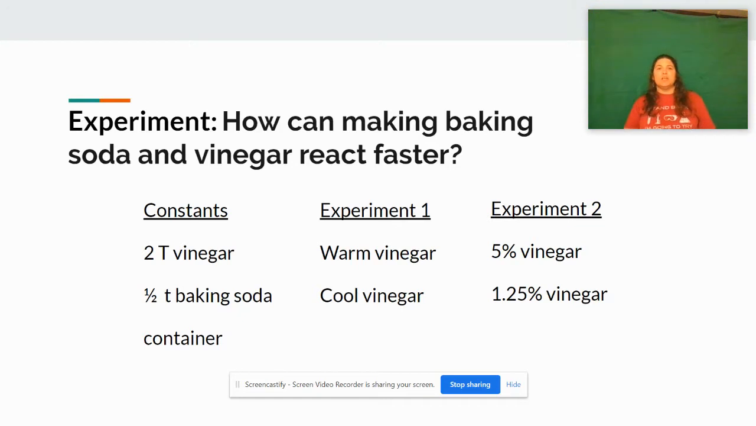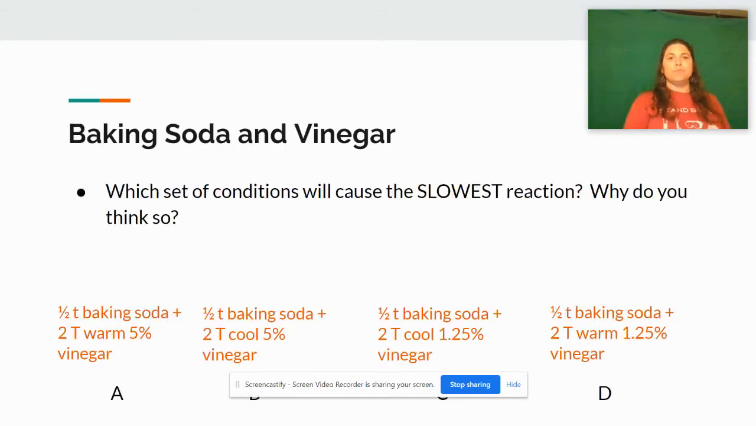5% vinegar is what comes out of the bottle just straight away. And then for 1.25% vinegar, what I did was I took 1 part regular vinegar and put 3 more parts water in it, so that diluted it by a quarter. So this time, instead of getting the fastest set of conditions, pick what you think are going to be the slowest set of conditions. And think about what you learned in the last experiment that might tell you this would be so.